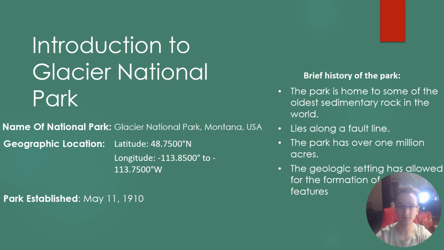Not only that, I'm going to talk about a brief history of the park. So Glacier National Park is home to some of the oldest sedimentary rock in the world. It also lies along the Lewis Overthrust Fault Line, which is responsible for its landscape and unique rocks. The park also has over 1 million acres as well. So the geologic setting has allowed for these enormous features to occur with these cliffs and all that good stuff.